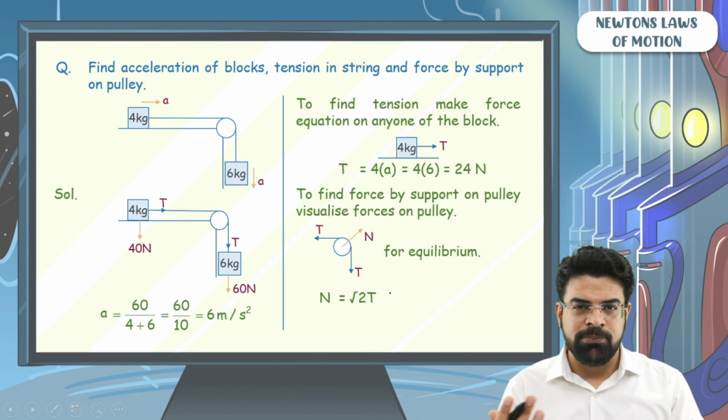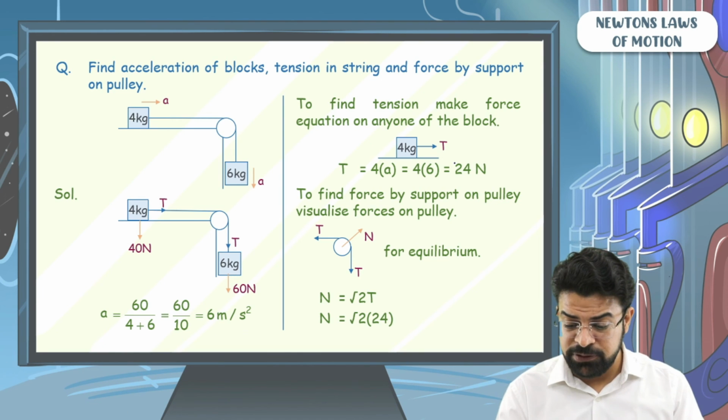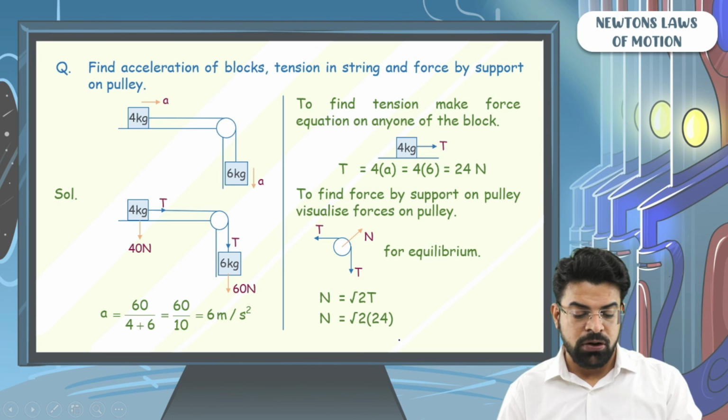Let's see more examples to understand it better. Since we know that T is 24, here we can substitute 24. So the force by the support comes out to be root 2 into 24, or we can call it 24 root 2 Newton.